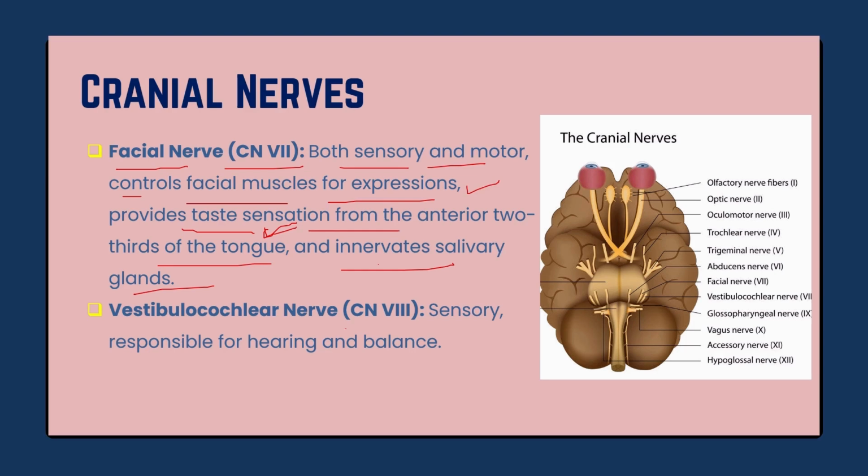Then we have cranial nerve number 8, which is vestibulocochlear nerve. Now, cochlea is a part of the ear. Okay, so it is a sensory nerve and it is responsible for hearing and balance.